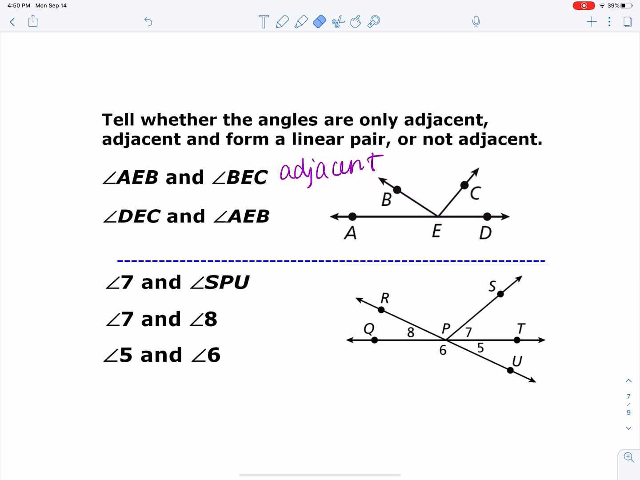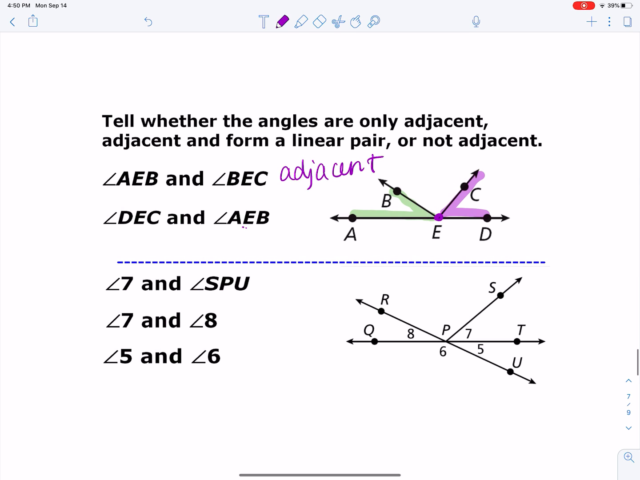DEC and AEB. They share a vertex. They both have a vertex of E, but they don't share a side. So they are not adjacent. And if they're not adjacent, they can't be a linear pair because that's part of the definition of a linear pair.